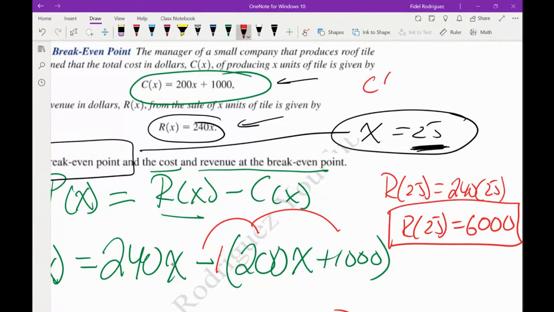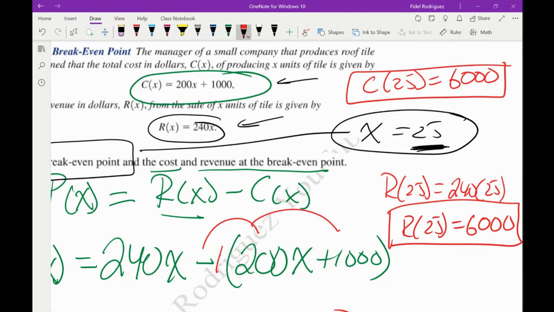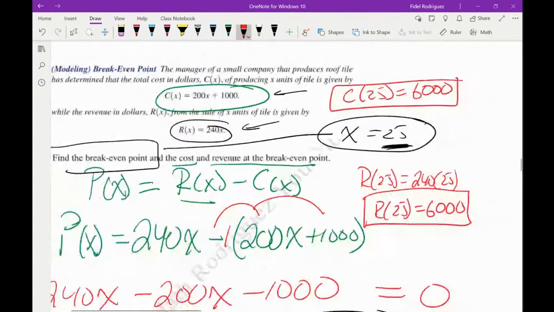Now, guys, I'm going to give you a hint. C of 25, it's also 6,000. Why? Because that's when the two functions are equal to each other. So it doesn't matter which one you do, but in terms of plugging the number in, it was a lot easier for me to just say 240 times 25 instead of saying 200 times 25 and then add another 1,000. Not like it's hard, but it was easy for me to do the bottom part, right? And we got our problems done.